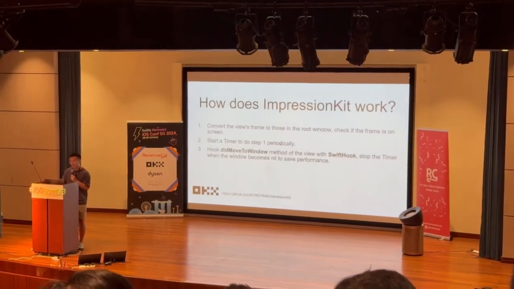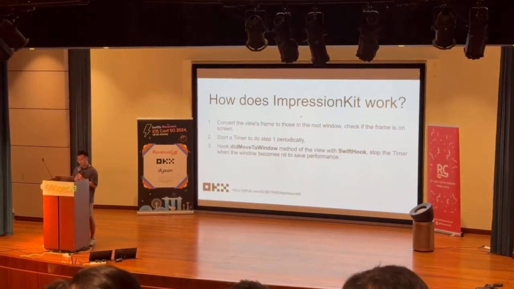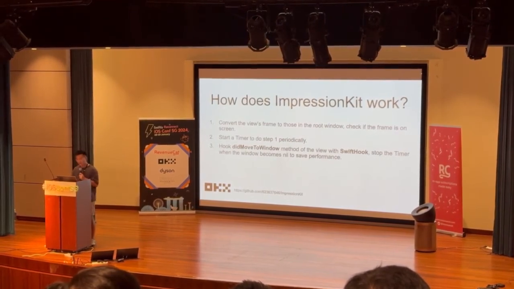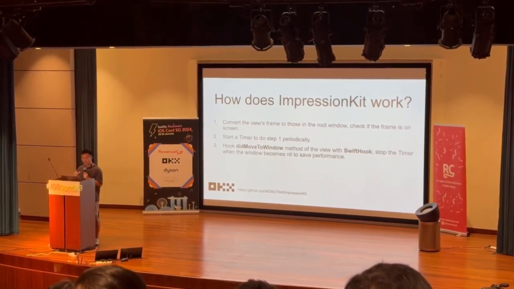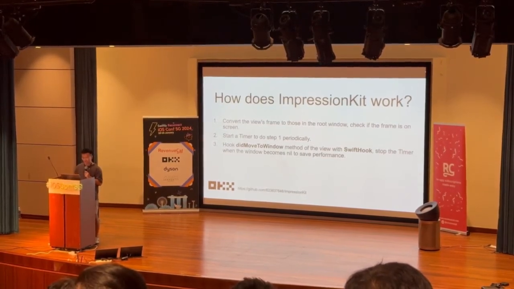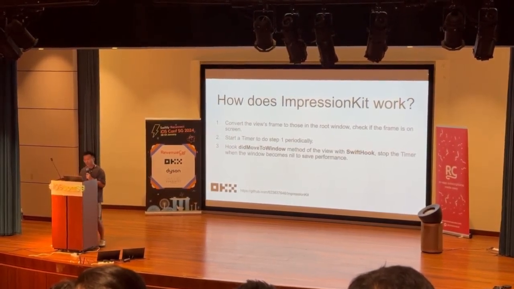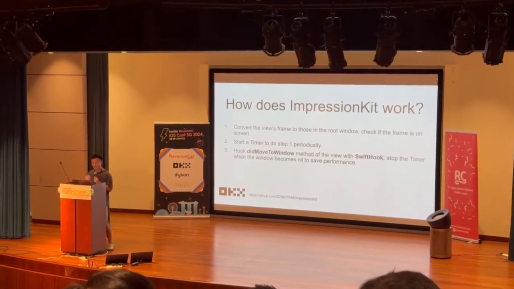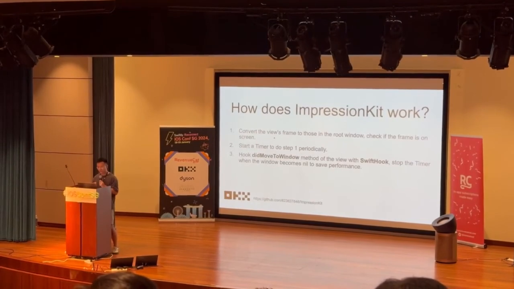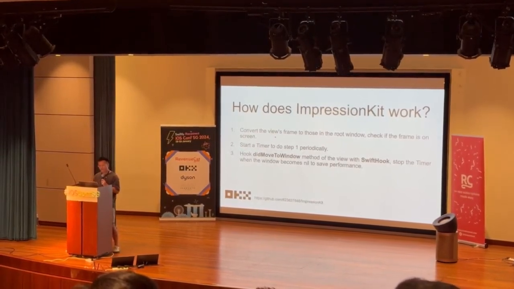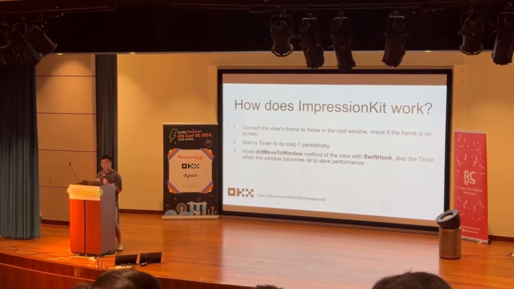So how does ImpressionKit work? Firstly, we convert the view's frame to the root window's coordinates and check whether the frame is on screen or not. Then we start a timer to do step 1 periodically, so we know how long the view is on screen. Third, we hook didMoveToWindow with SwiftHook and stop the timer when the window becomes nil to save performance. Because in step 1 we need to call some UIKit APIs, we have to do it on the main thread, so we do step 3 to stop the timer in some cases to save performance.